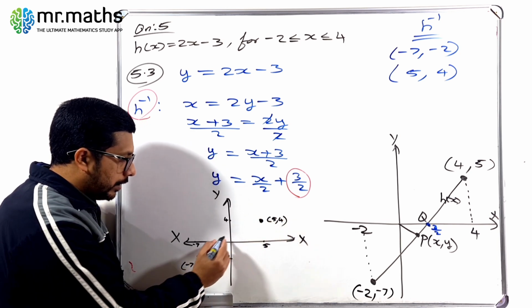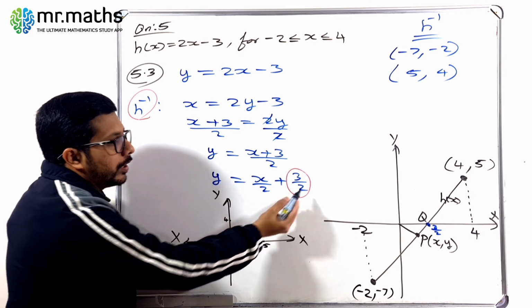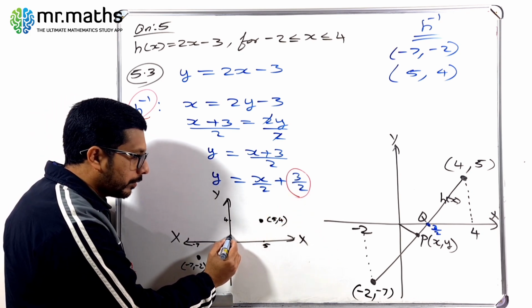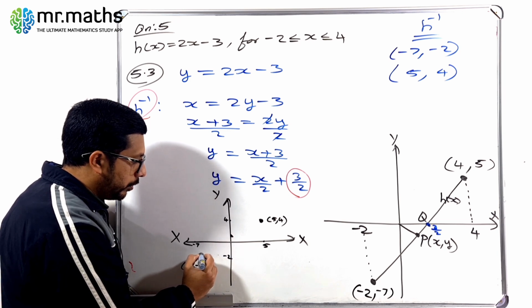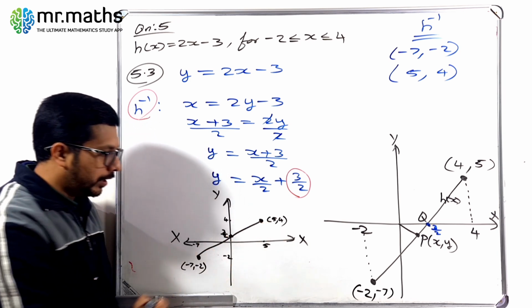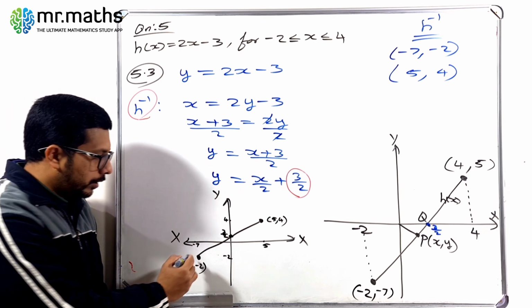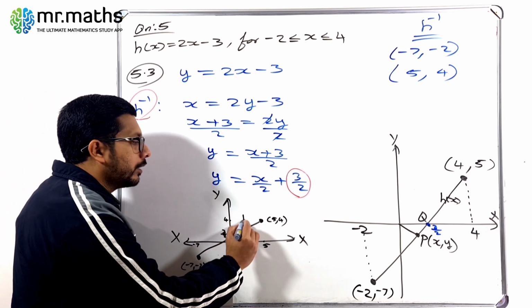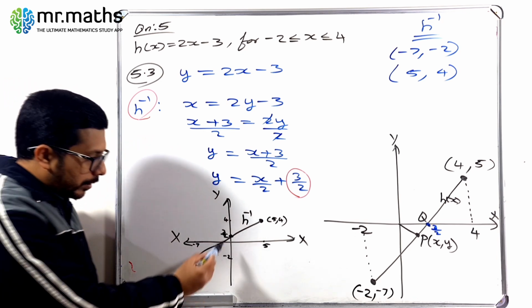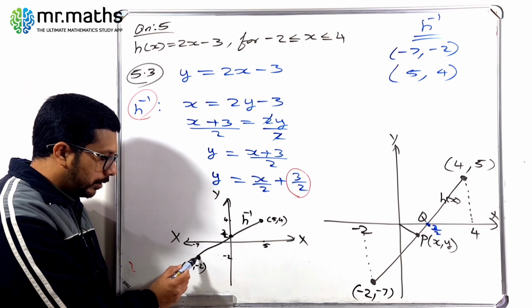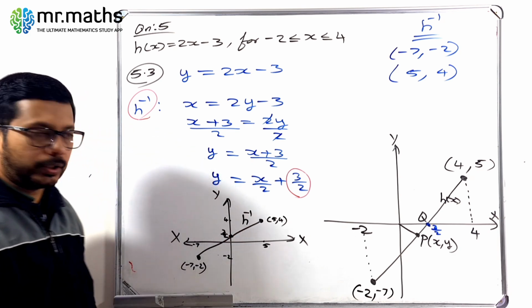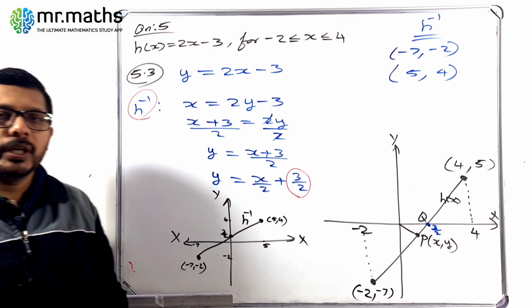Okay, now what is the y-intercept? 3/2. So 3/2 means 1.5, somewhere here. Okay, then you have to join those two points. This is 3/2, the y-intercept. Then join those 2 points and this is our h inverse x graph. Okay, so the y-intercept is 3/2, end points -7, -2 and 5 comma 4. Okay, so that is question number 5.3.